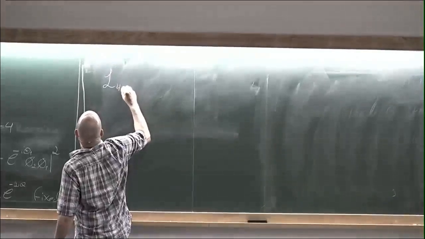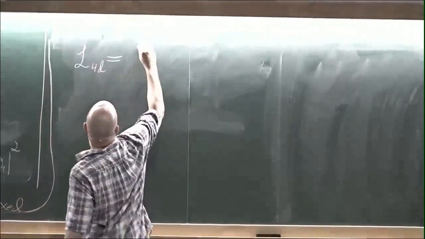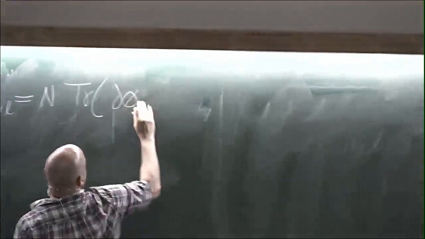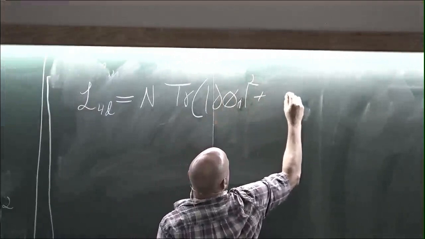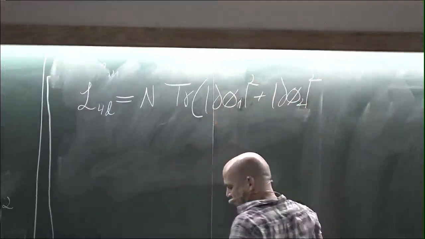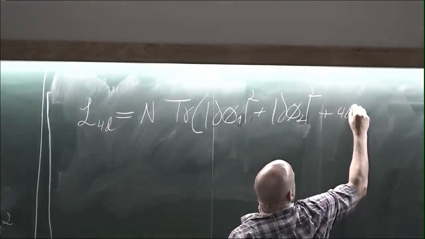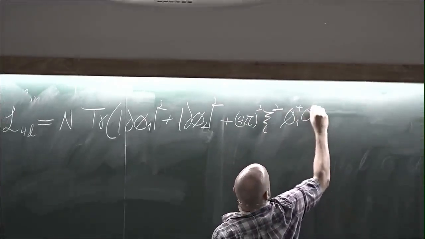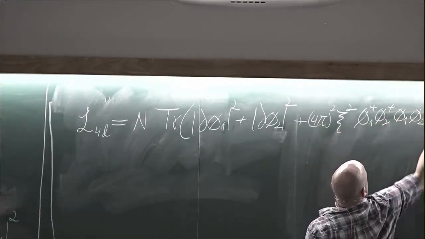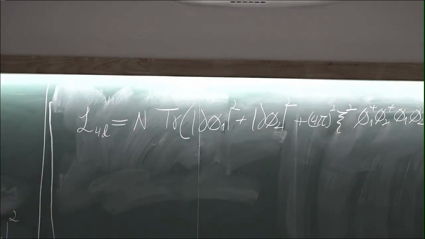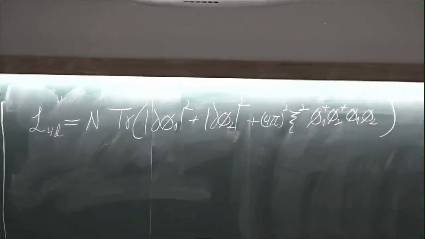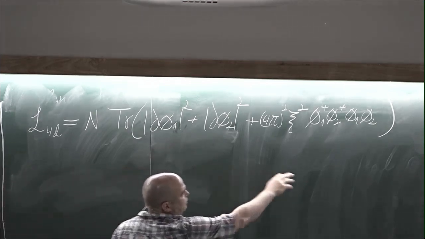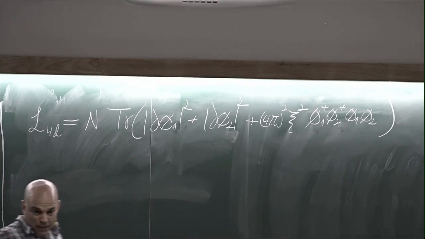Yes, exactly what I'm going to write. So let's write the action. So just two scalars, these two, d phi 1 squared plus d phi 2 squared plus this four scalar interaction. All the gauge fields, all the fermions, everything decouples. Really, just these two complex scalars and one four scalar interaction.